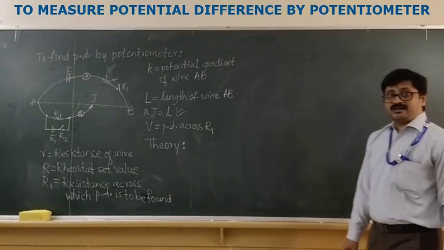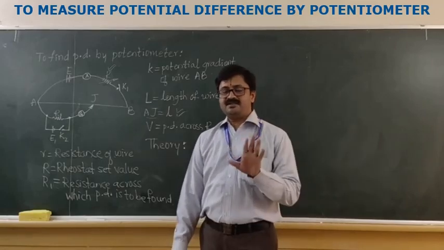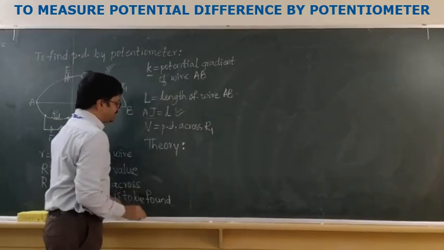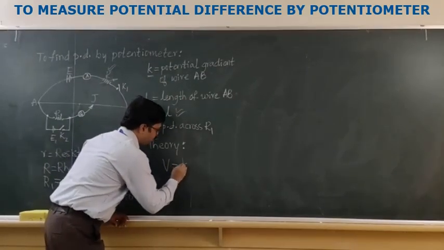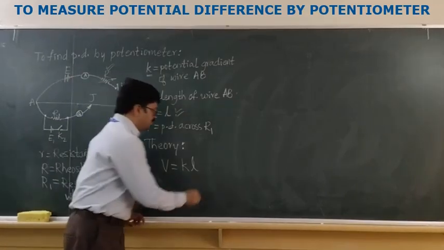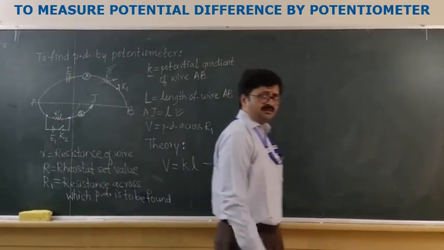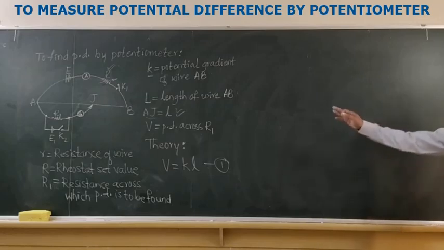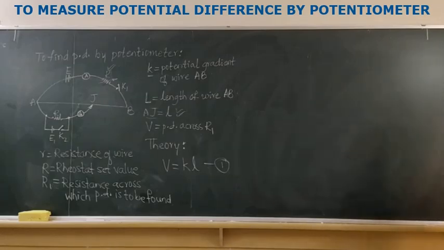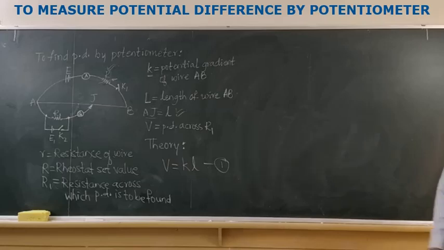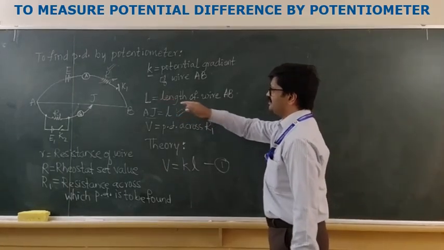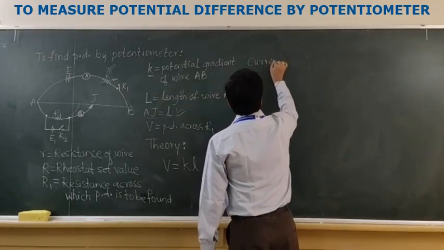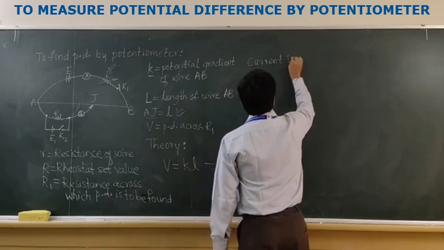Okay, so now you know that the potentiometer works on the principle that V is directly proportional to L. So hence if K is the potential gradient, then V is equal to what? K into L. V is equal to K into L. I take this as my equation number 1, first equation. Okay, if V is equal to K into L and capital L is the length of that entire wire, then very clearly I can write the current in wire AB.